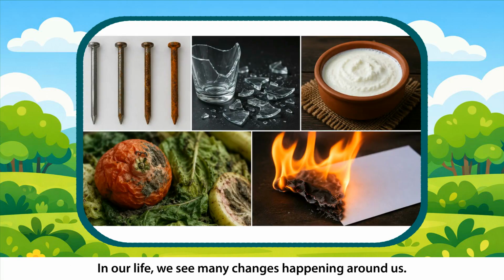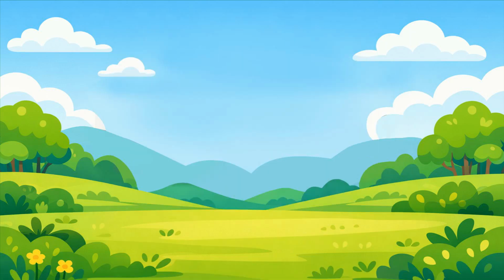Types of changes. In our life, we see many changes happening around us. A change is said to have occurred when the shape, size, color, or composition of any substance changes. These changes can be fast or slow, reversible or irreversible, desirable or undesirable, and physical or chemical changes.